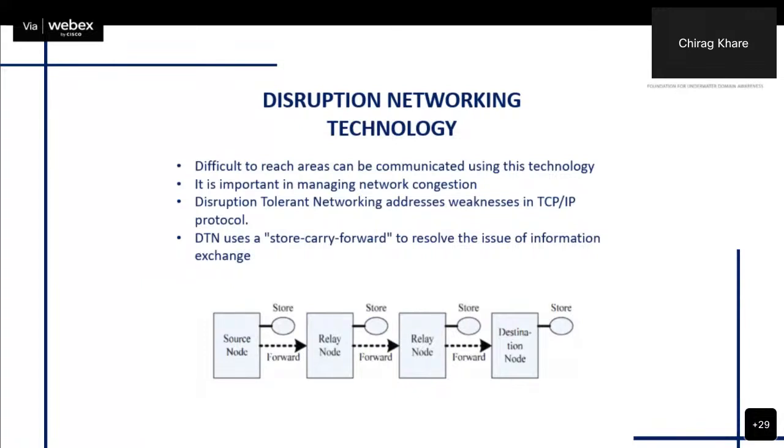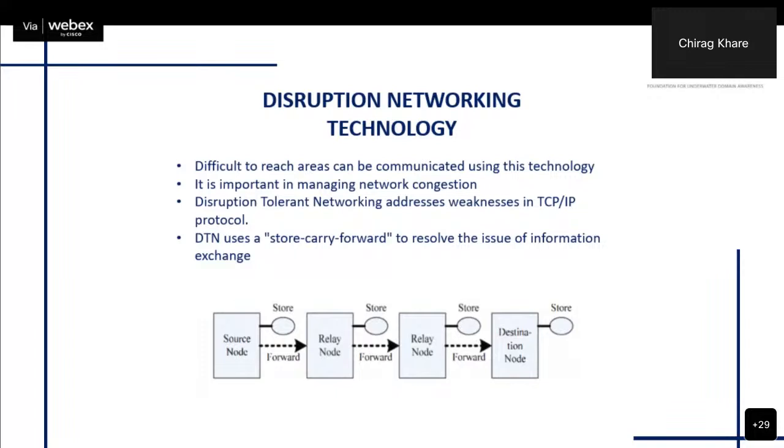Now, talking about disruption networking technology, this will provide network services for environments that are extreme and where no end-to-end path exists through a network.